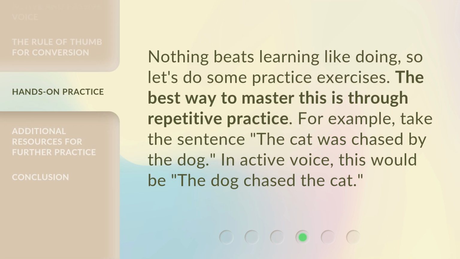Nothing beats learning like doing, so let's do some practice exercises. The best way to master this is through repetitive practice. For example, take the sentence, "The cat was chased by the dog." In active voice, this would be, "The dog chased the cat."